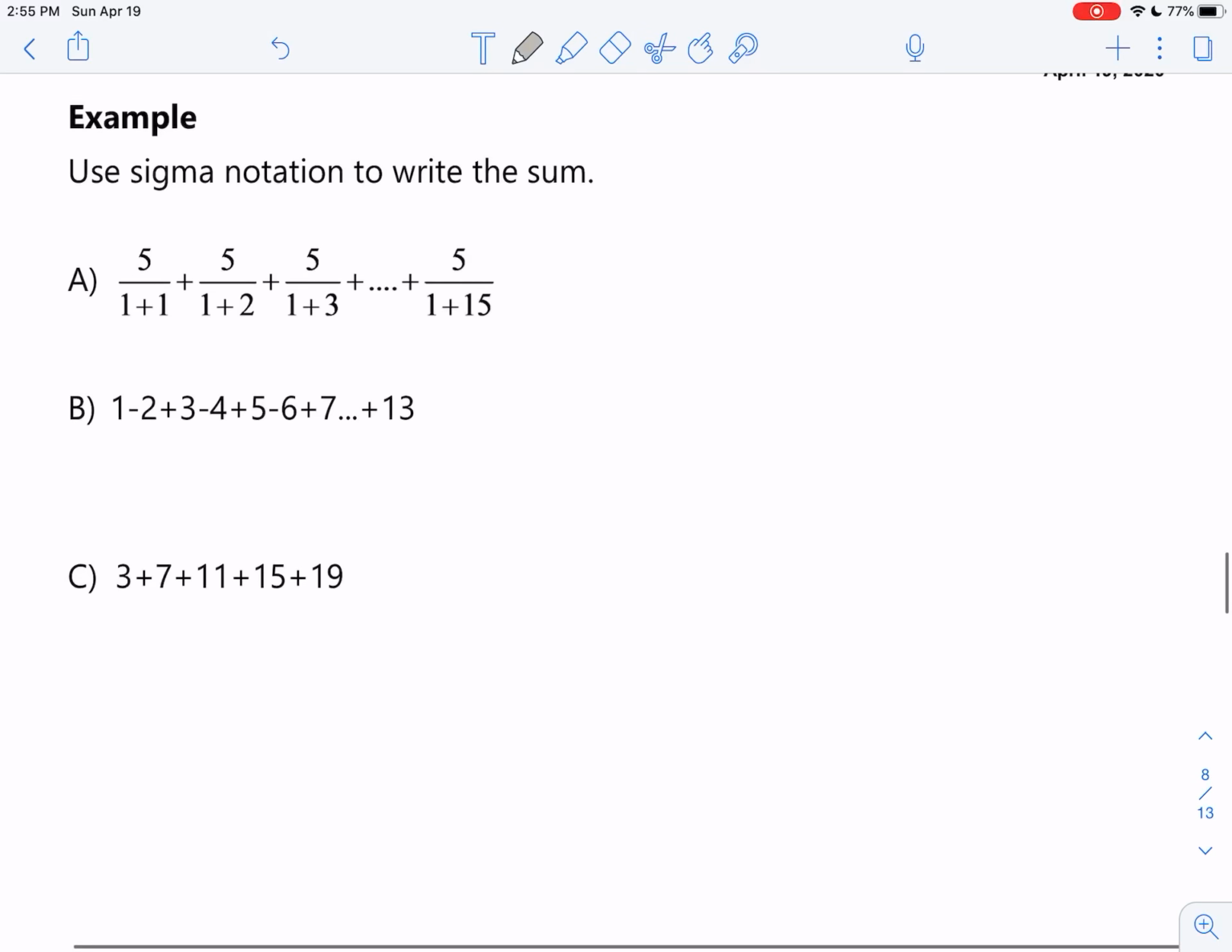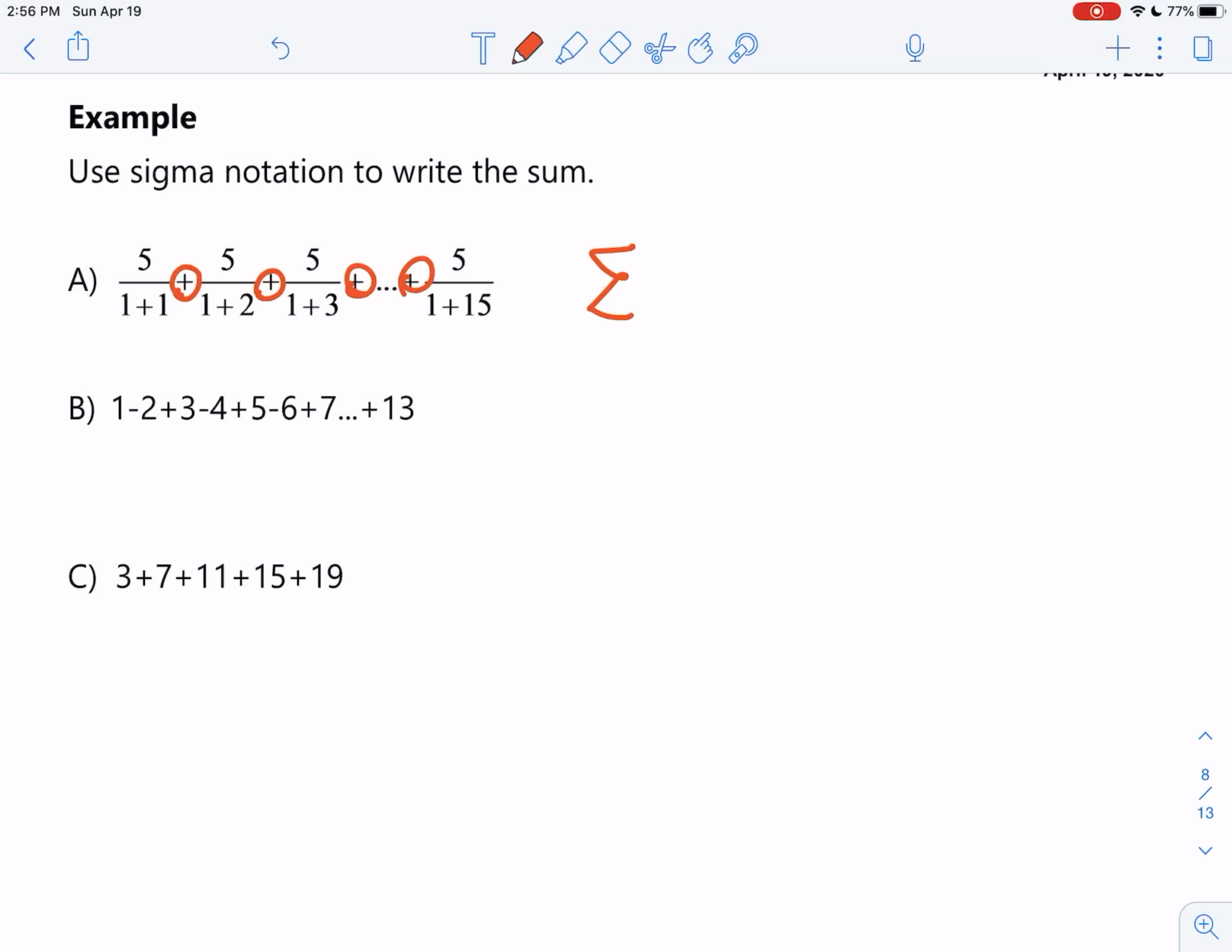Okay, so that's one way to condense sums. Let's see if we can go the other way around. If I give you the expanded format, can you write this in sigma notation? All right, let's try these together. So I'm going to start with sigma because I can see it's a sum. I've got all these pluses.